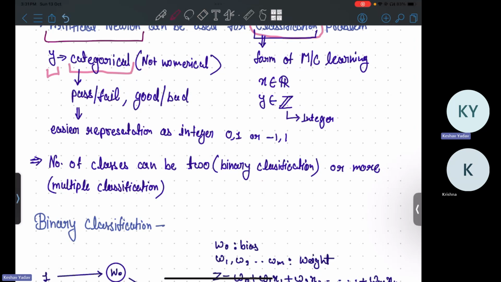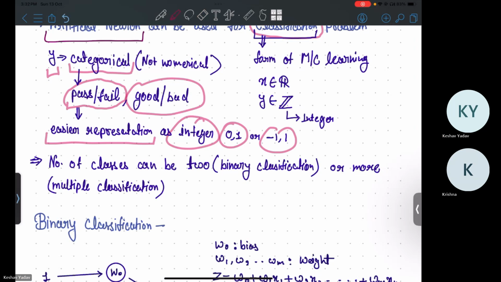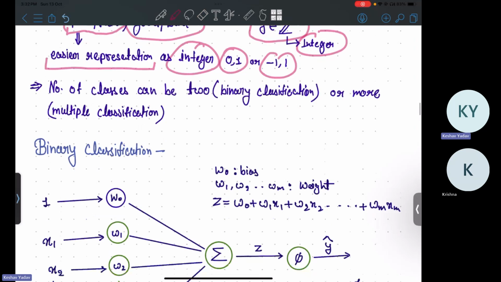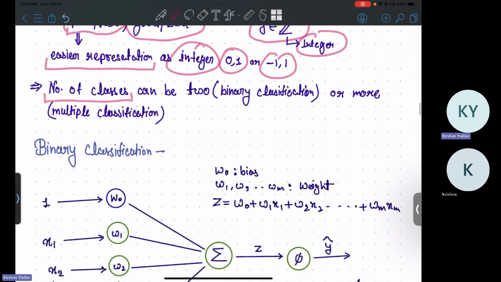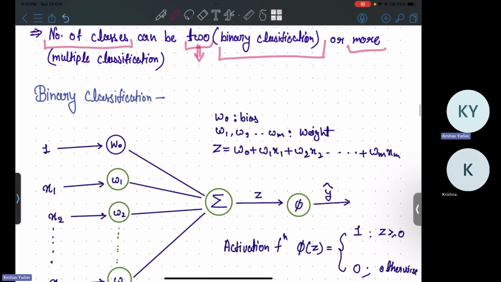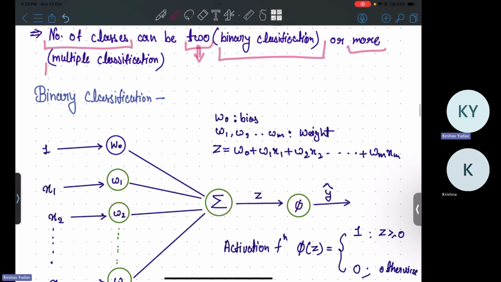What do we mean by categorical? It means it is either pass/fail type or good/bad type, like that. Mathematically, we represent it as an integer like 0, 1 or -1, 1. So in this case, x belongs to the real numbers, but y belongs to the integers in a classification problem. The number of classes can be 2 or more. If the number of classes is 2, it is called binary classification. If there are more than 2 classes, it is called a multiple classification problem.